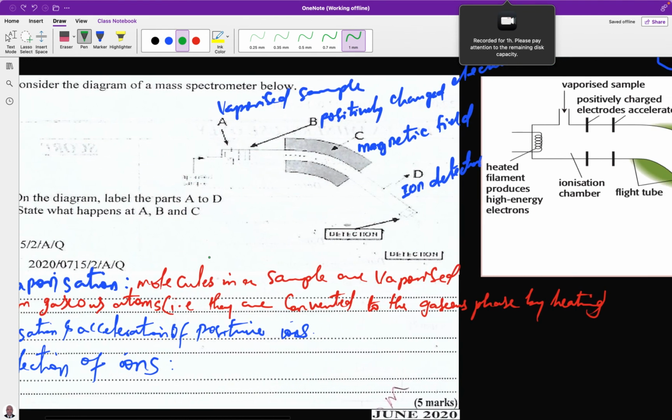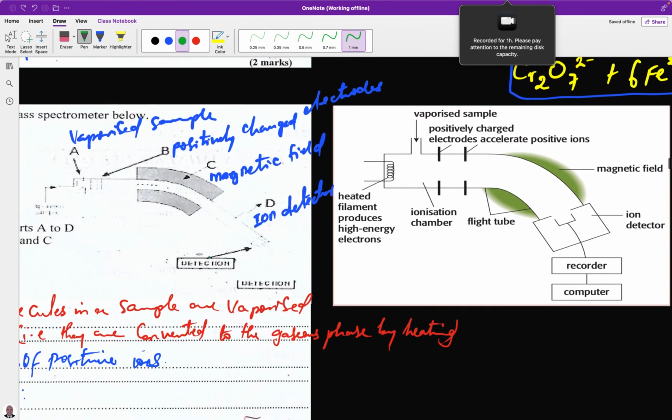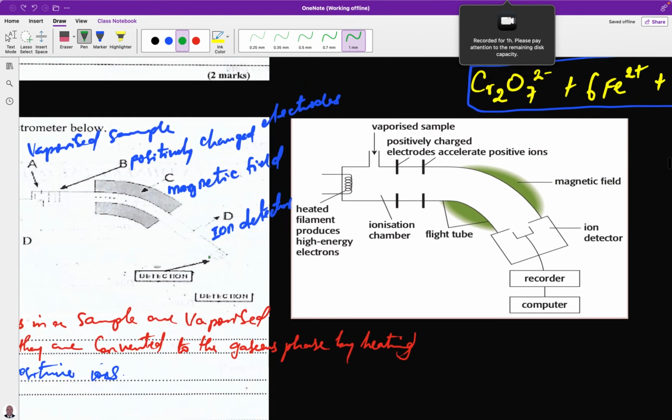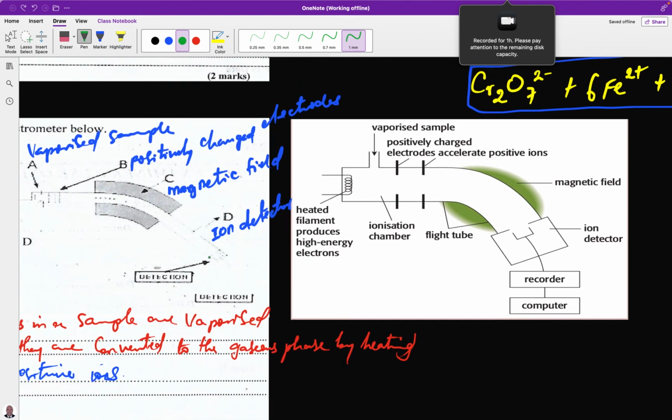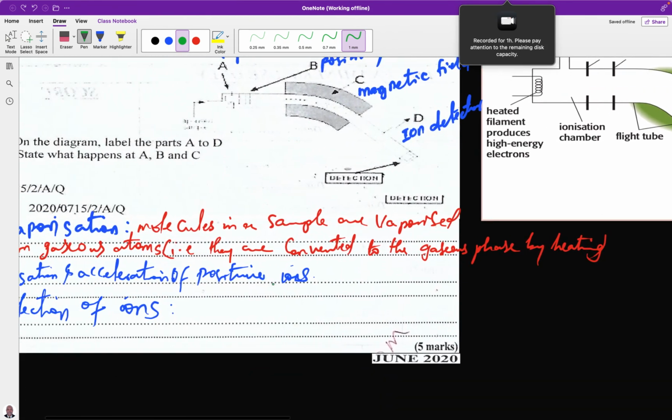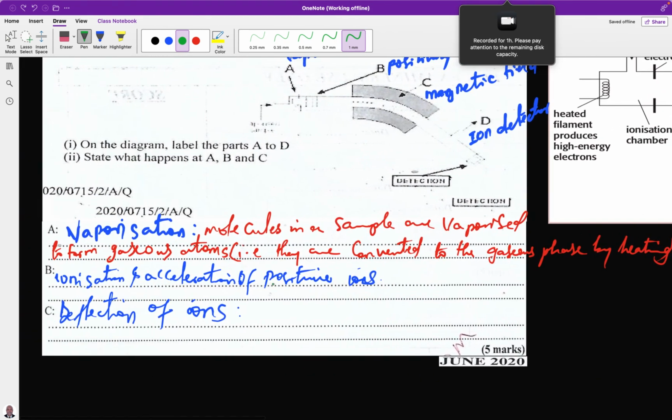Now, I showed you this, and I apologize for the poor quality of the question paper. I gave you a copy of the mass spectrometer, and I told you A is the vaporized sample, B is the positively charged electrodes or plates, C is the magnetic field, and D is the ion detector. We're asked what is happening at A, B, C, and D.